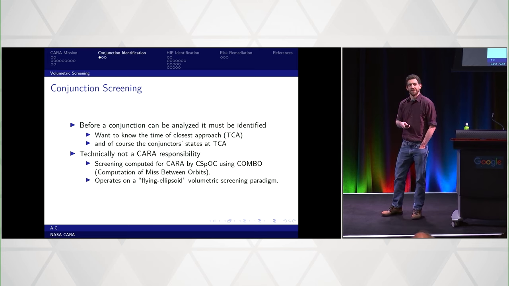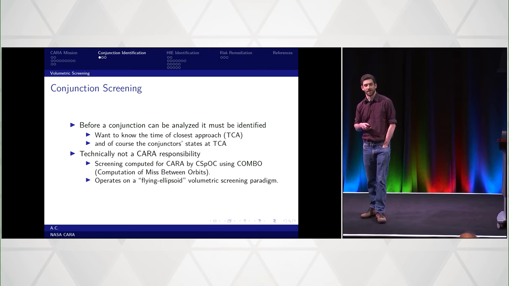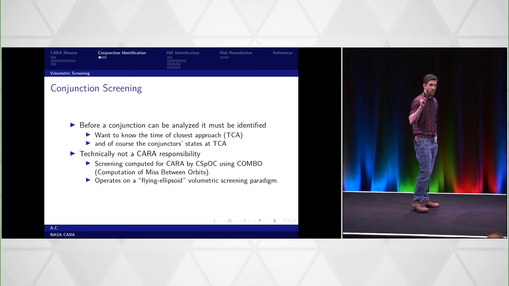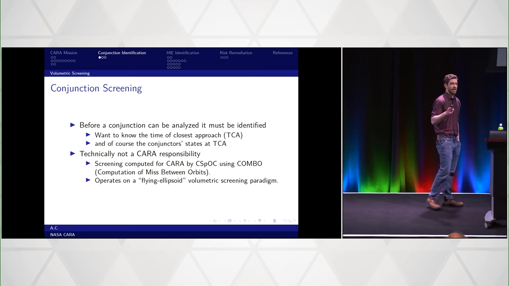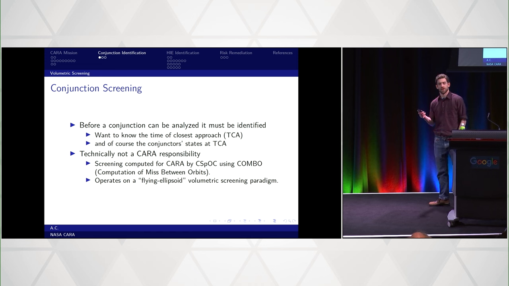All right, how do we find conjunctions? Well, first of all, what are we doing when we try to find a conjunction? We are looking for two things. First of all, we want to know the time of closest approach. That's hopefully fairly self-explanatory. And we want to know the state of the two conjunctors at TCA.